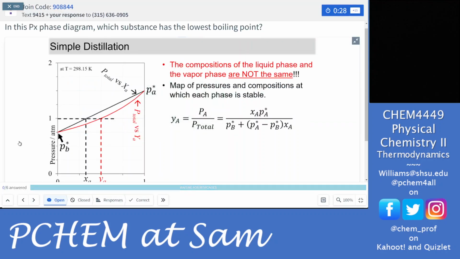So in this pressure composition phase diagram, P-x is pressure versus composition, where x is the composition. Which substance has the lowest boiling point? There's a timer on this one, so try to answer quickly but correctly.